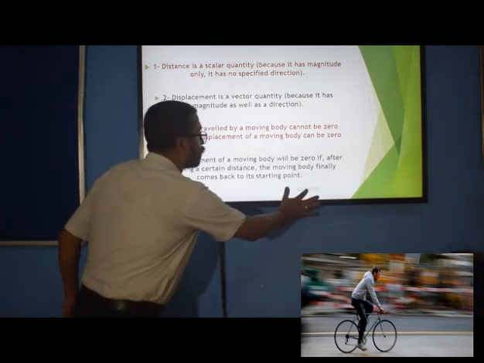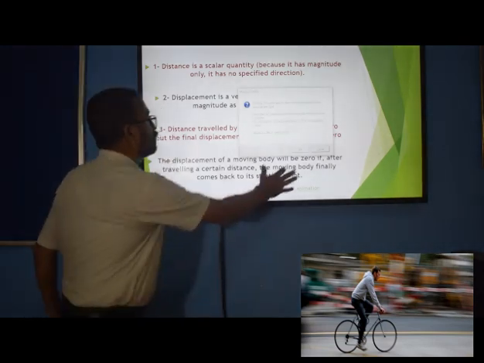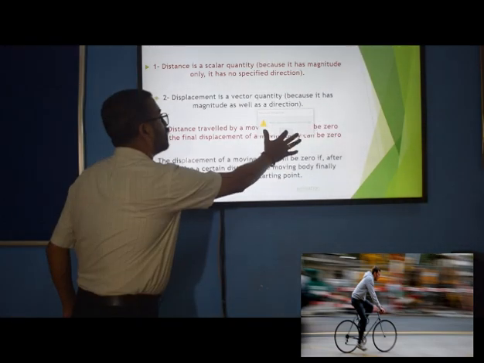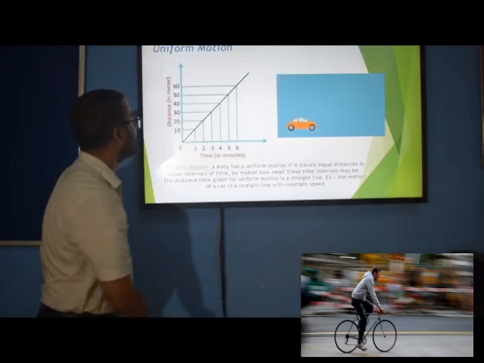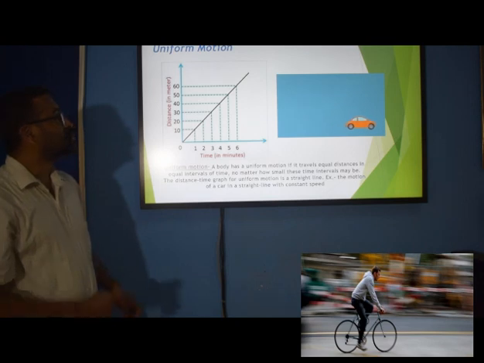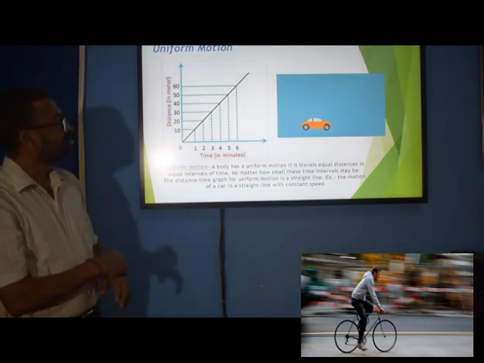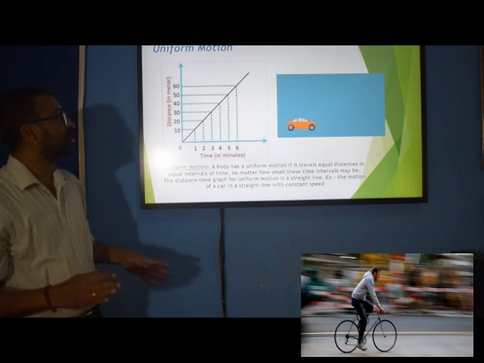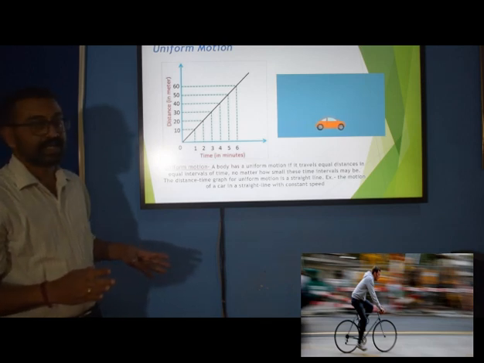Now let's see this one. Okay, now let's see this car. Let's see the condition of this car. So this car is moving with a constant speed. It's not at all changing the speed. It's moving with a constant speed.